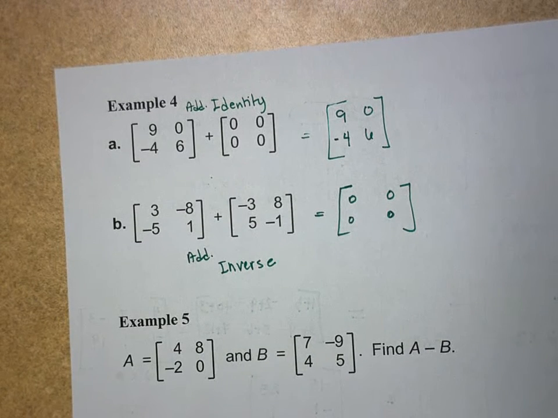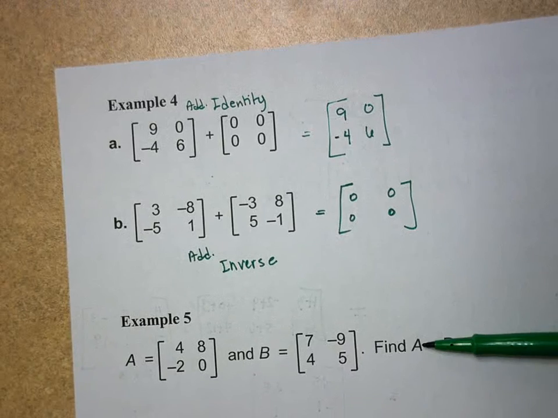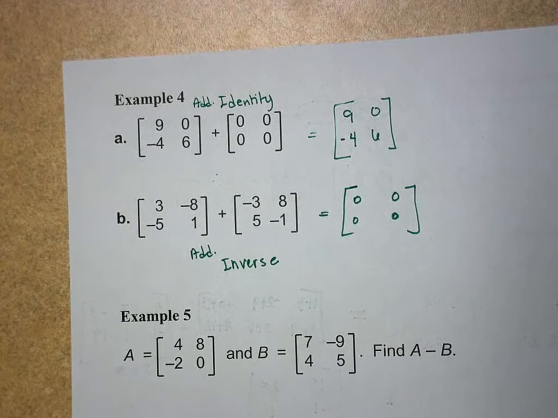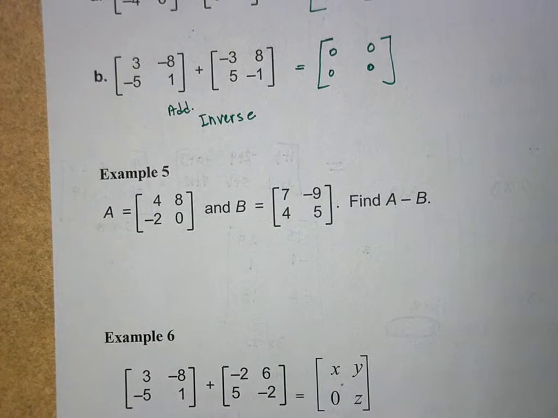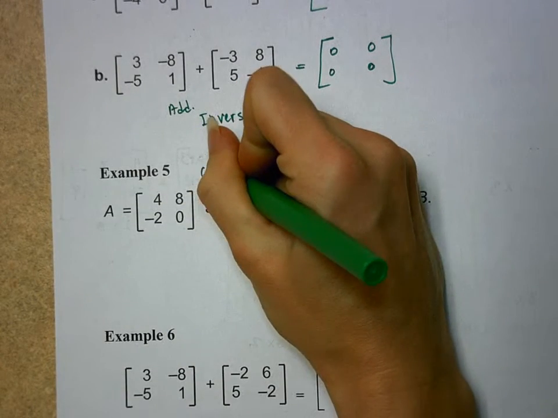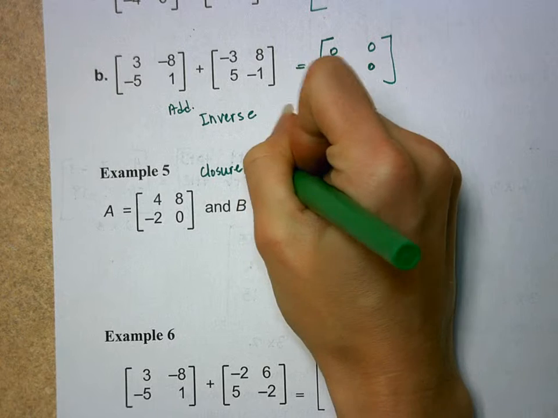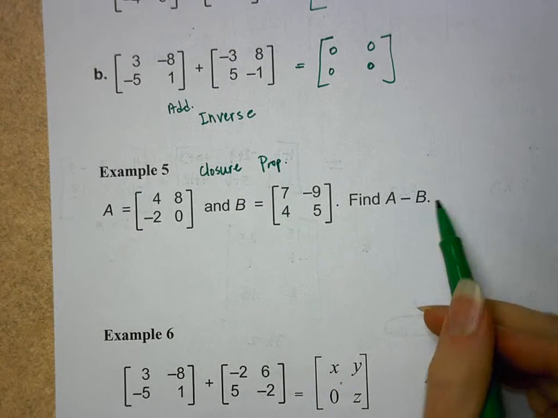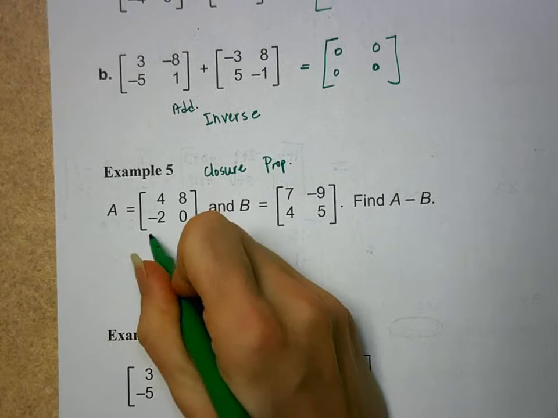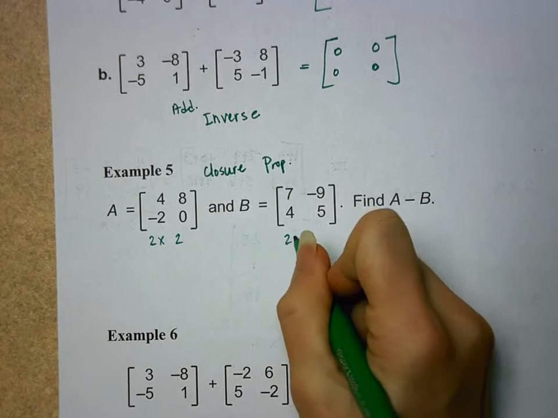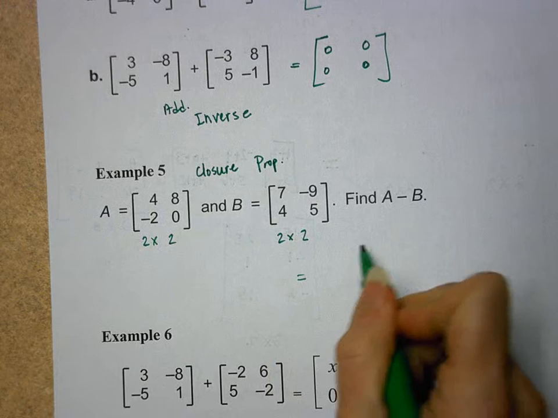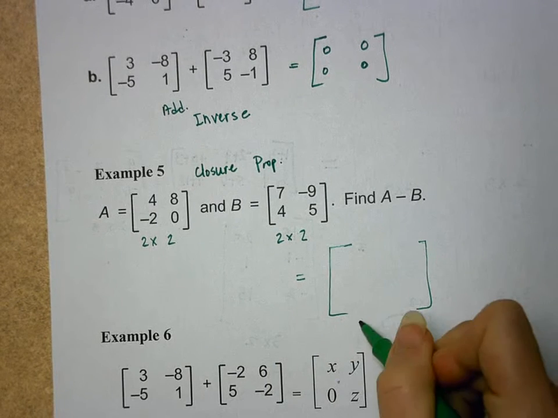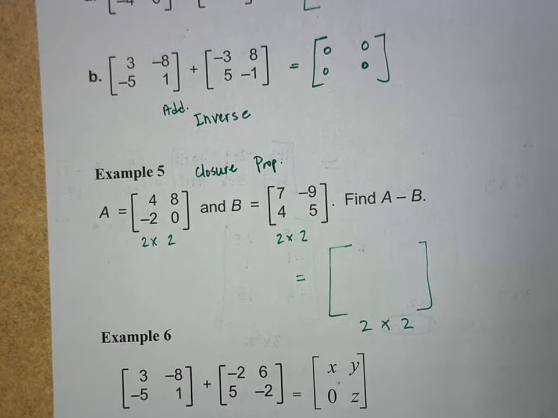Okay, let's try example 5. Let's take a look at matrices closed under subtraction, and then we'll use it in an equation. So here's an example of the closure property, saying that if I subtract A minus B, I'll get the same dimensions back. So 2 by 2 minus a 2 by 2 is going to give me a 2 by 2 matrix.